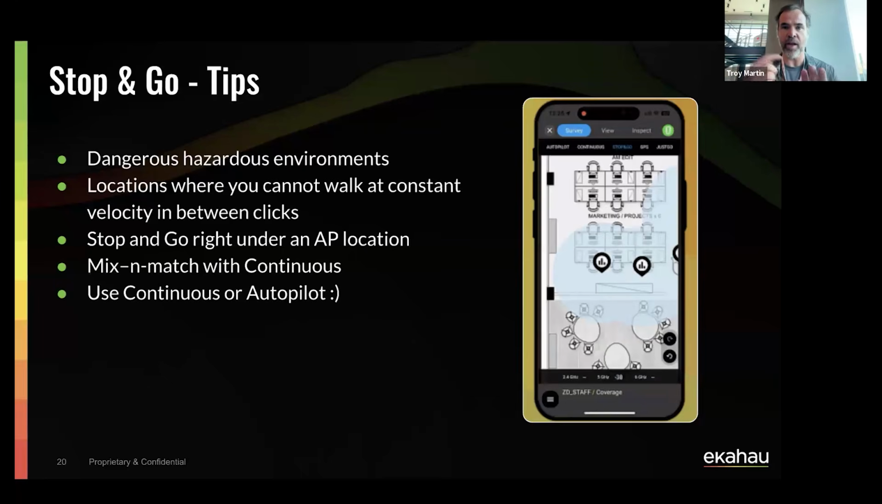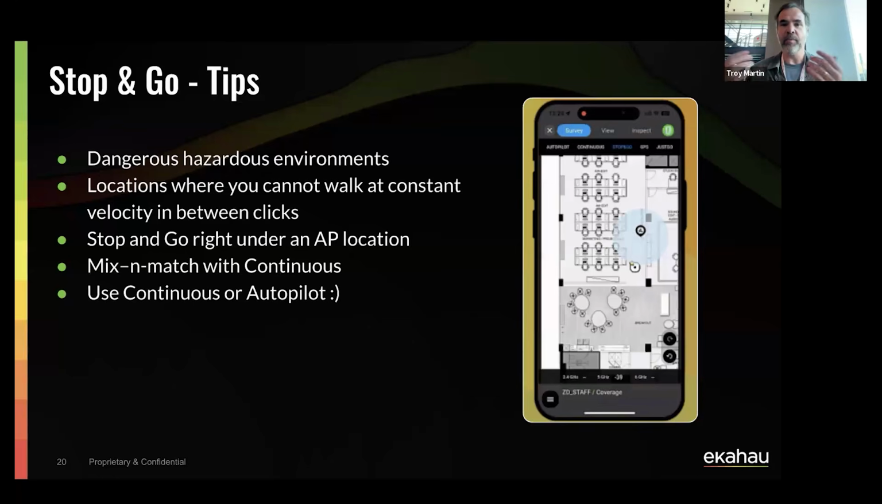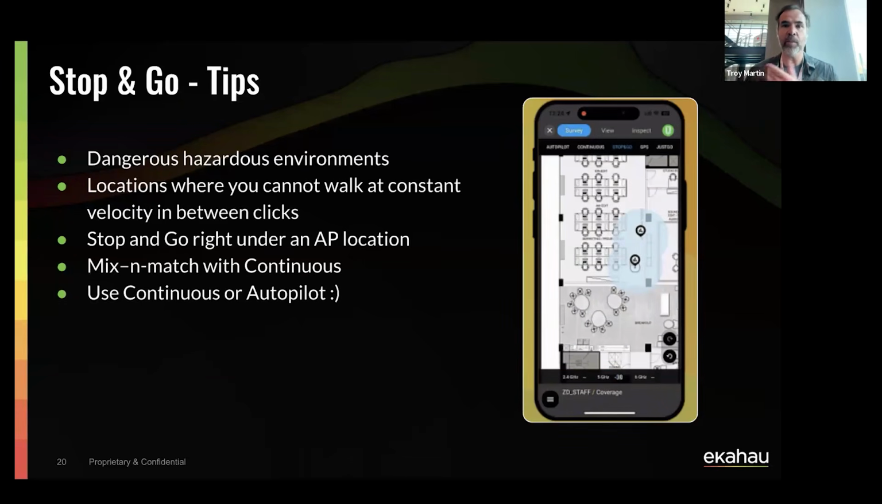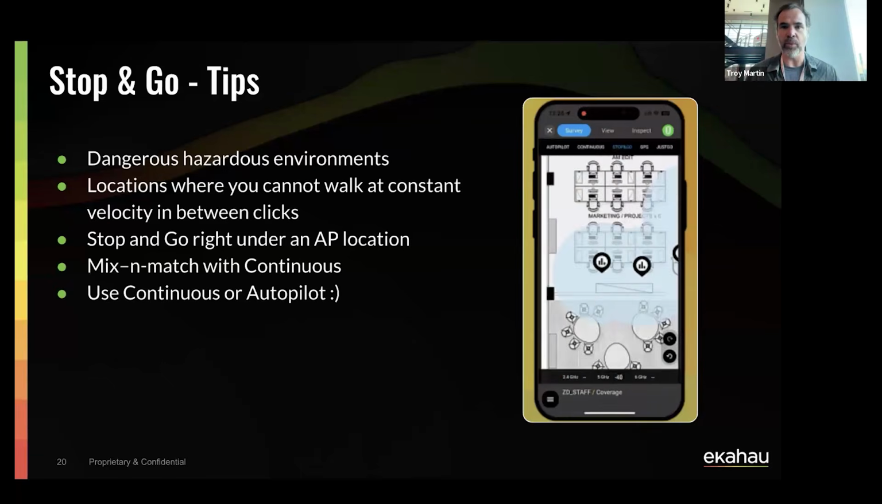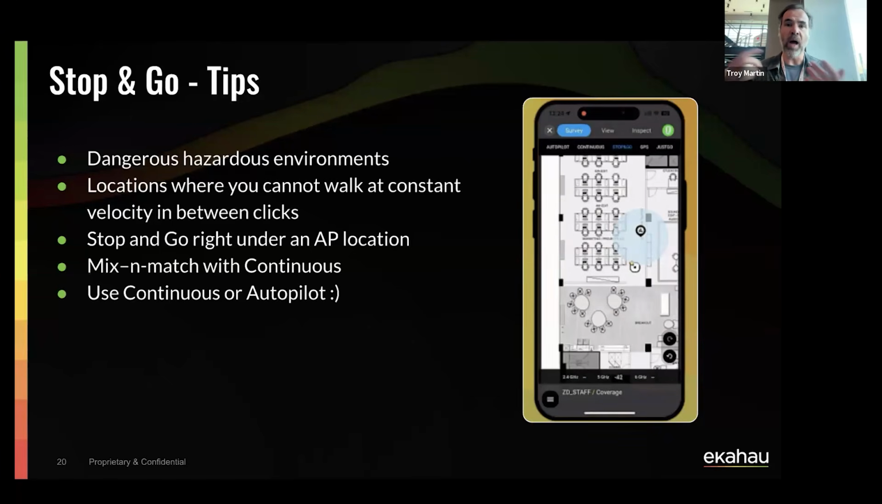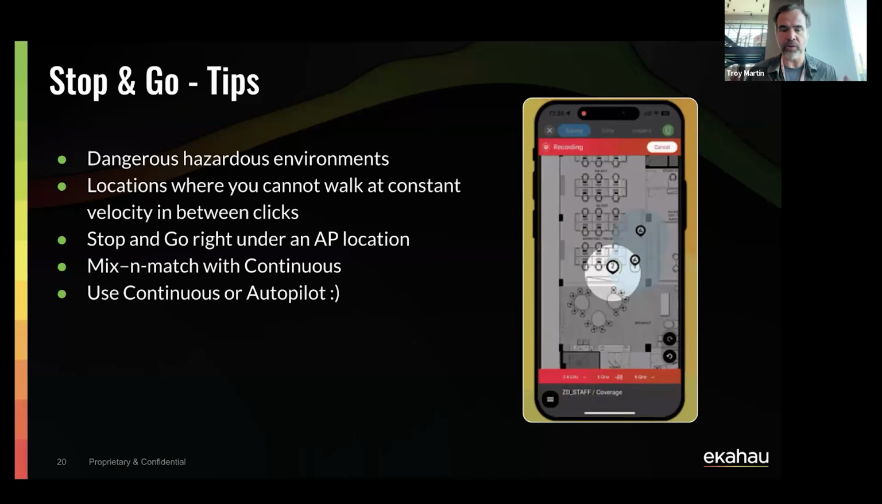You could not walk at the same time as you were looking at a screen, because they had an incident where one of the metal arms swung around and someone got injured because they lost their arm. They weren't paying attention to where they were going, right? So if you're in those environments where you cannot walk while you're collecting the data, that may be a situation where you want to do a stop and go survey.